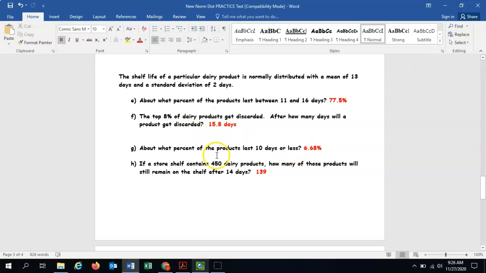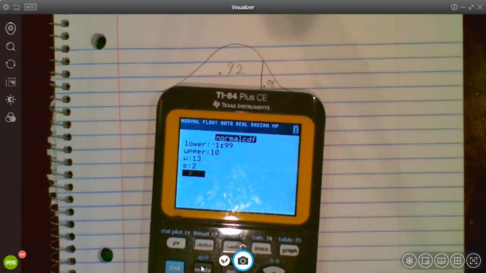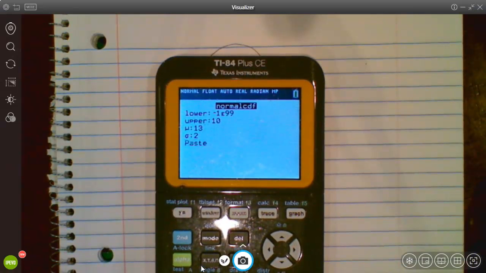So what percent lasts 10 days or less? Again, that's just a normal distribution question, 10 days or less. So I'm going to go into my distribution, go to normal CDF. I'm going to go from negative infinity to 10, because that's what they are describing. My mean is still 13. My standard deviation is 2. So here's what it looks like in the calculator. So 10 days or less.